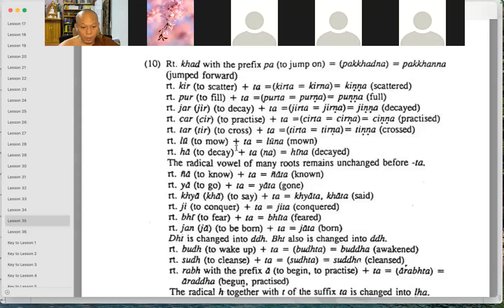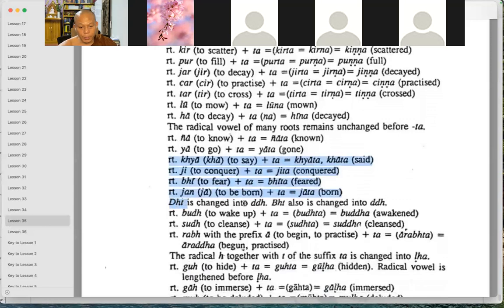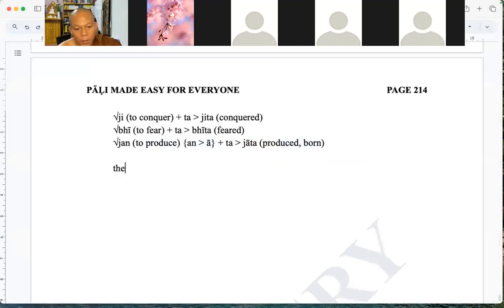And then next, DD is changed to DDH. So the ending consonant. So instead of saying it that way, DH is the ending of the root. That is the past participle, DDH. So in this way.